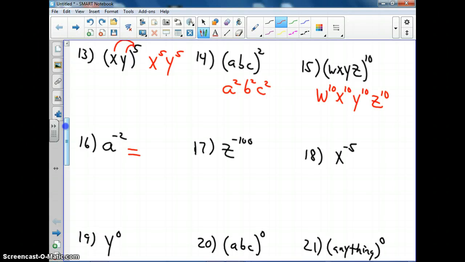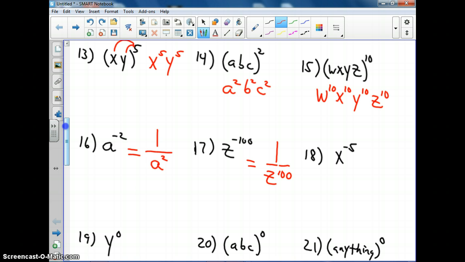Okay, so here's the thing. Whenever you see this, what you're going to do is draw this fraction bar. You're going to put this on the bottom of the fraction, making it positive 2. And on the top, you're going to put a 1. That's correct. Okay, all right, so what's number 17 going to be? 1 over z to the 100. There you go. 1 over z to the 100.